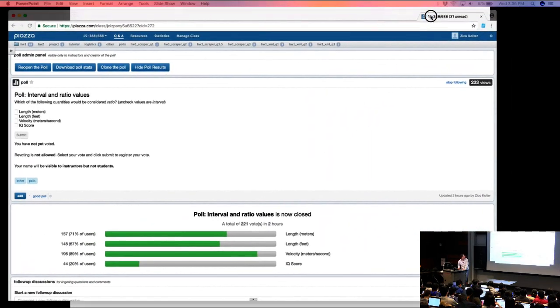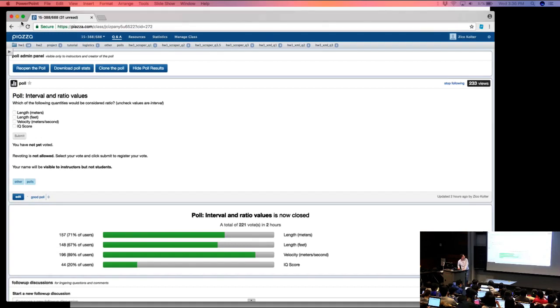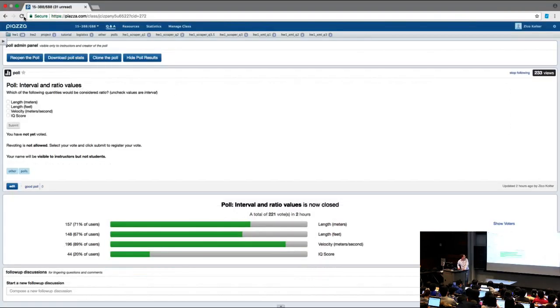Okay, so I'm actually interested by those first two. For length, would someone care to speak up either way to argue why length in meters and length in feet are either nominal or ratio? Yeah, they're ratio because 2 meters is actually twice as long as 1 meter. Right? Yes, so that's correct.